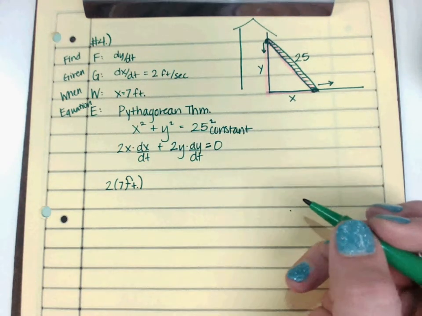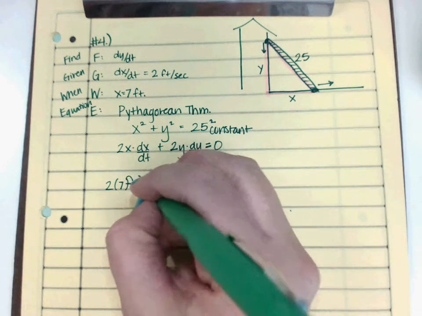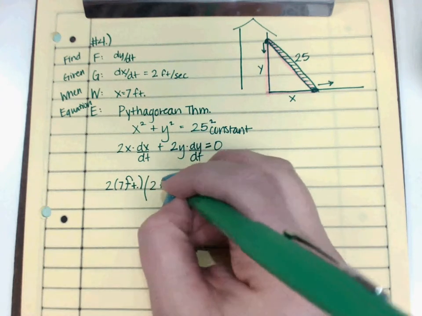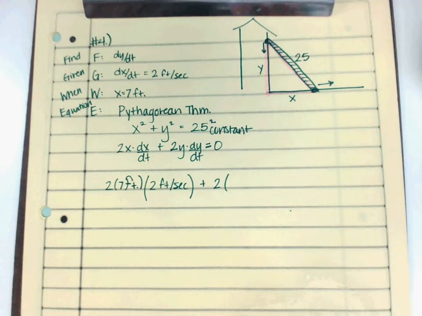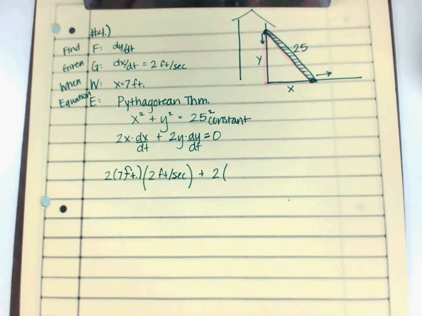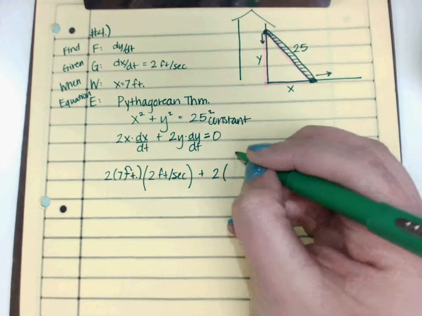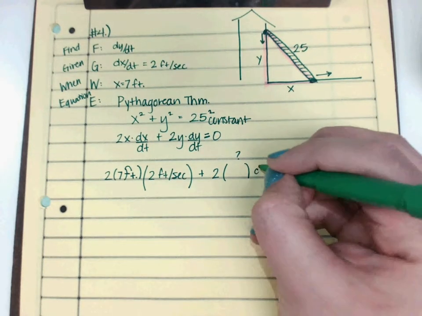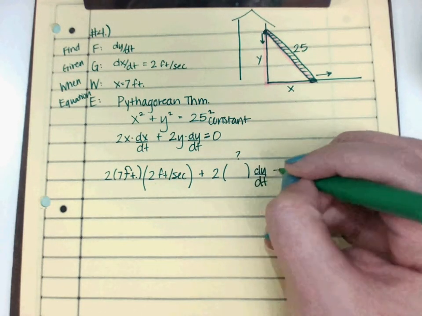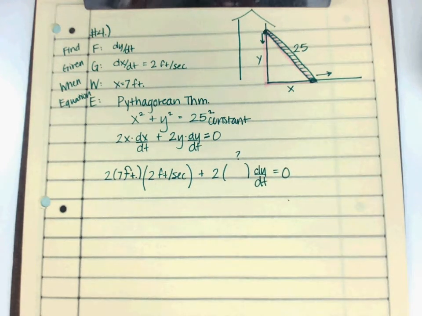Okay, dx dt is 2 feet per second. Okay, and then when I get to y, what happens? I don't know what y is, but I know that dy dt, I'm not supposed to know that because that's what I'm looking for, right? So at this point, I know 2x dx dt, dy dt is what I'm looking for. This is missing. How can I go back and find that?